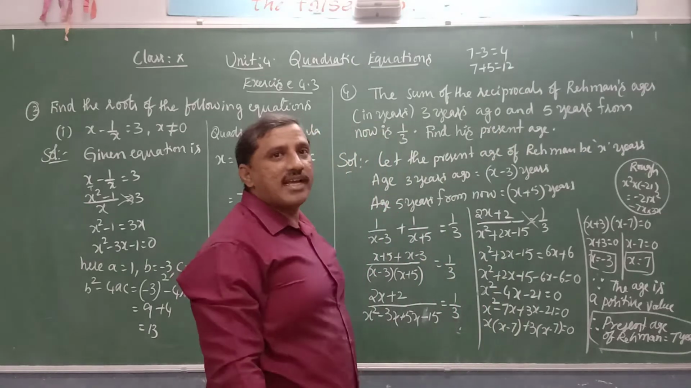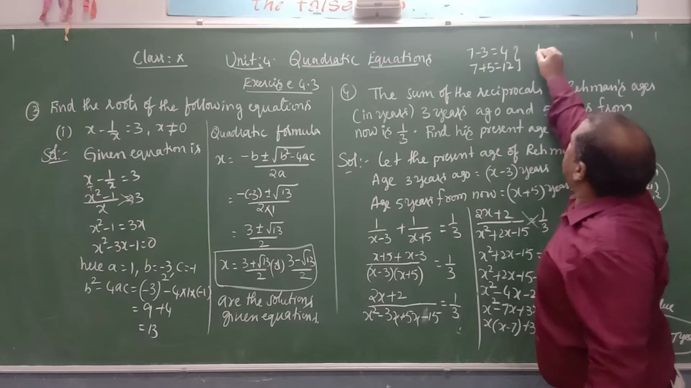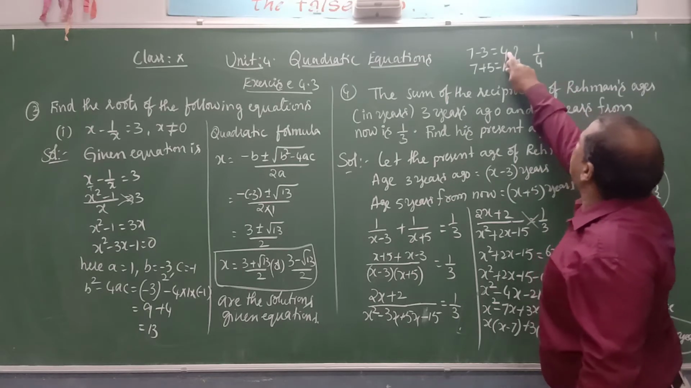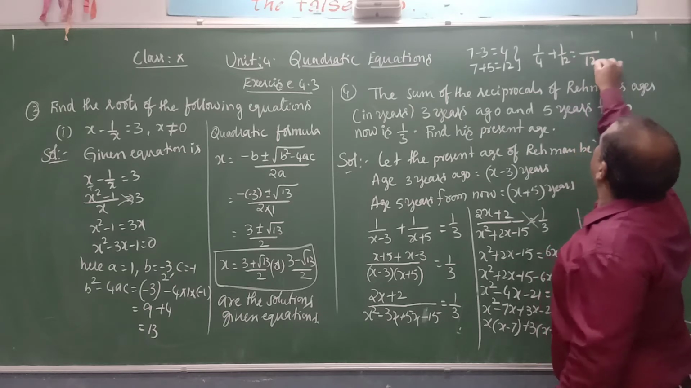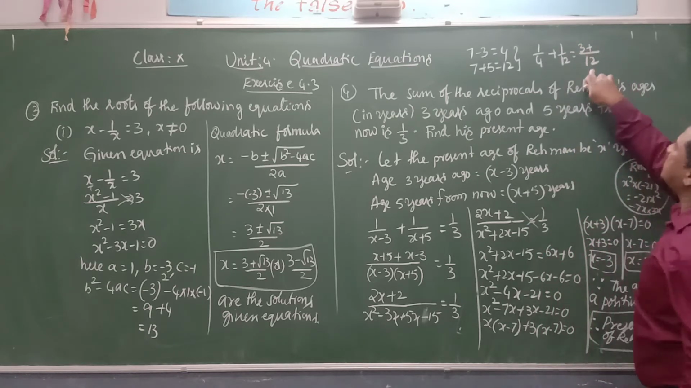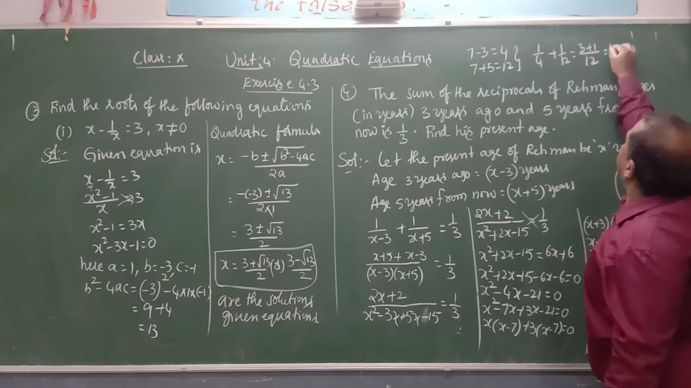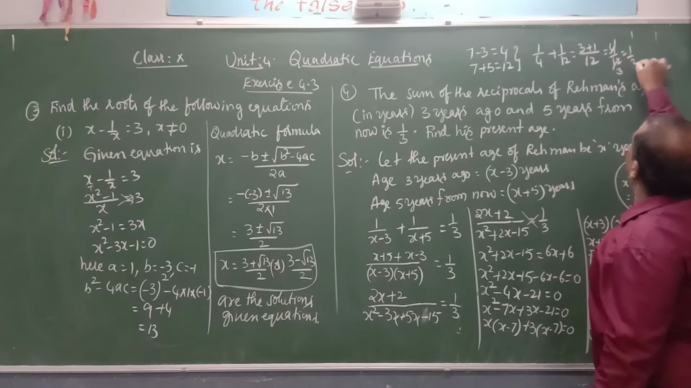12 we will get. Now the sum of the reciprocals of these two ages, that is 1/4 + 1/12. Take LCM, which is 12. 4 threes are 12, 3 into 1 is 3, plus 12 ones are 12, 1 into 1 is 1. That is 4/12. 4 ones are 4, 4 threes are 12. We will get 1/3.